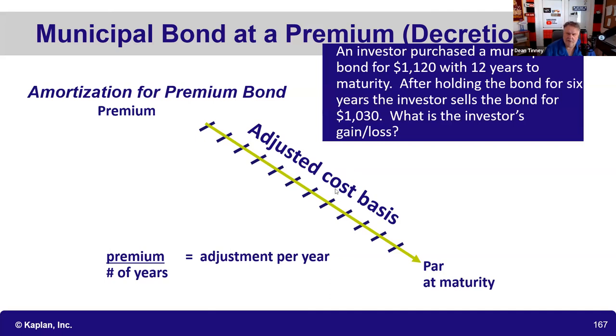So here is very much the test question. It'll look very much like what I have here on the screen. An investor purchased a municipal bond for $1,120 with 12 years to maturity. So the first thing we have to be able to do is recognize that indeed this is a muni bond purchased at a premium. So I said, this is going to be that straight line amortization down thing called decretion. So after holding the bond for 6 years, the investor sells the bond for $1,030. What is the investor's gain or loss? All right, so now let's set this up.